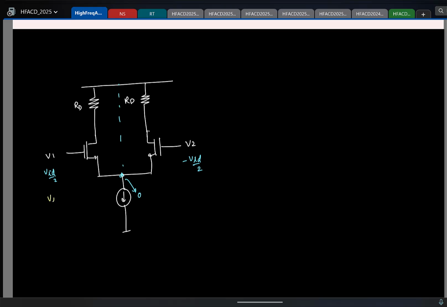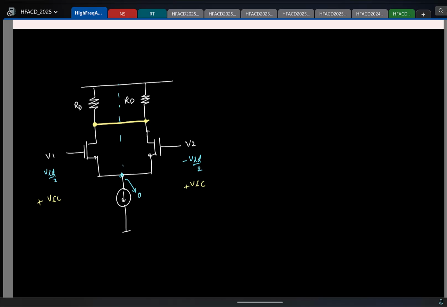Similarly, if I apply a common mode signal VIC, then what will happen? How can you simplify this? Not even a line of symmetry: every corresponding node in the two half circuits will be at the same potential. So anytime I see two nodes at the same potential, what will I do? I go and connect them. So this again reduces the circuit to one half circuit. That lets you analyze it simply.